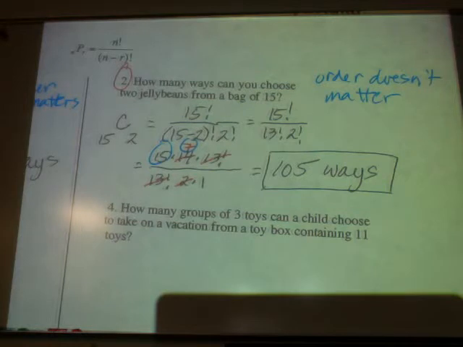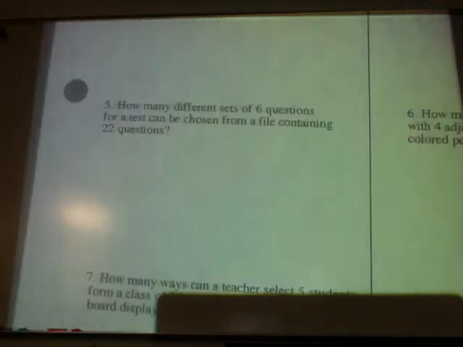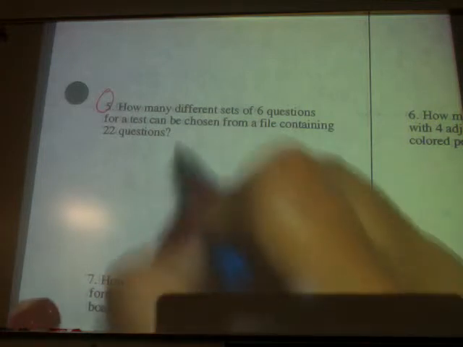So then we're going to skip down to number 5. Number 5 says, how many different sets of 6 questions for a test can be chosen from a file containing 22 questions? So if I have a file with 22 questions and I just reach in and grab 5, because I'm going to do a real quick pop quiz, does it matter what order I write those questions in? Will it be the same test or a different test? Same test. So does order matter? No. So order doesn't matter.